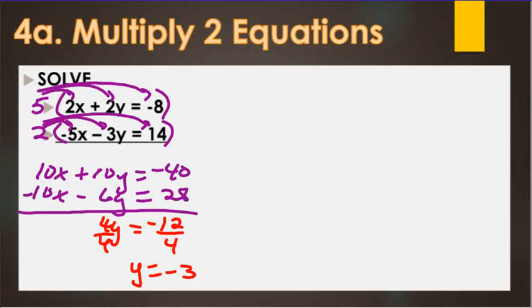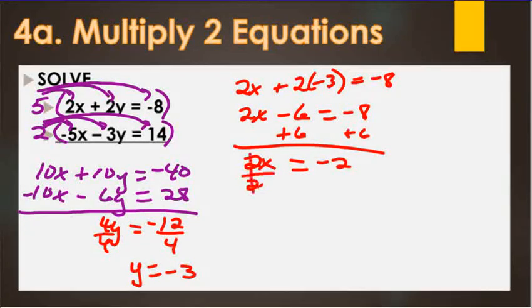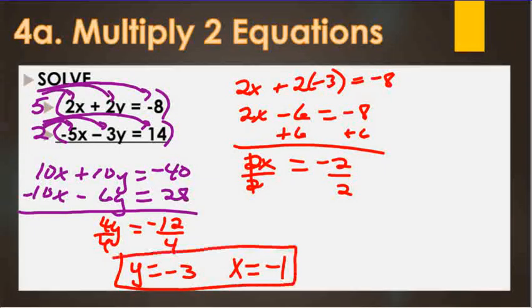And then I just substitute that into one of the two equations. I'm going to choose the top one. So 2x plus 2 times a negative 3 equals negative 8. So 2x minus 6 equals negative 8. Add 6 to both sides. I get 2x equaling a negative 2. To get x by itself, I divide by 2. X would equal a negative 1. So that would be our answer.